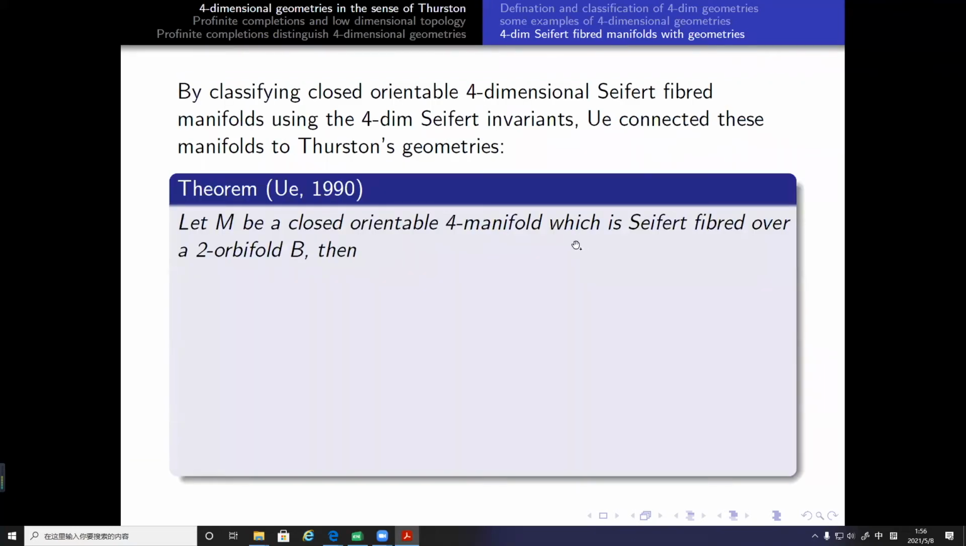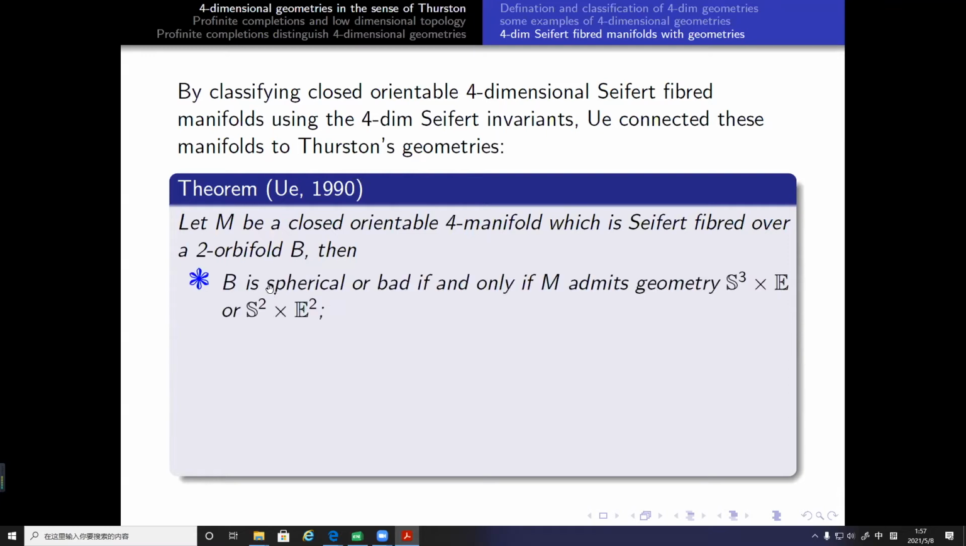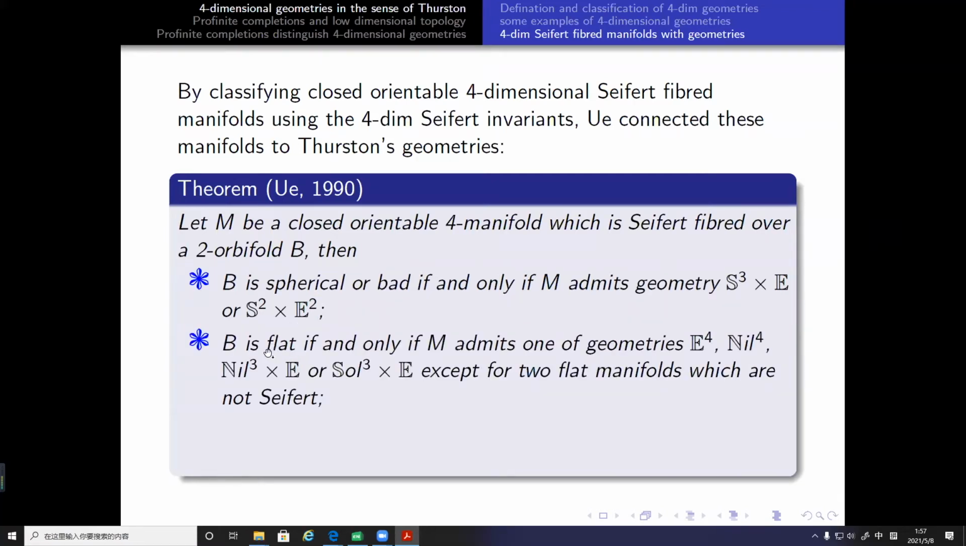Okay. And then by classifying closed orientable four-dimensional Seifert manifolds using the four-dimensional Seifert invariants, a Japanese mathematician connected these manifolds to Thurston geometries. So here is his theorem: let M be a closed orientable four-manifold which is Seifert fibered over a two-orbifold B. If the base two-orbifold is spherical or bad, then the manifold admits geometry here and here. And if the base is flat, then the four-manifold admits one of the geometries here: flat, Nil^4, and Nil^3 times R, or Sol^3 times R.